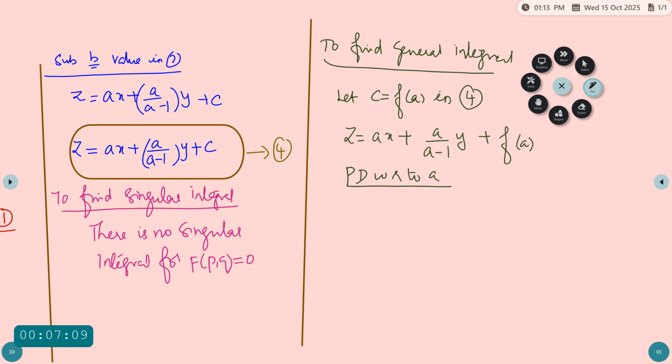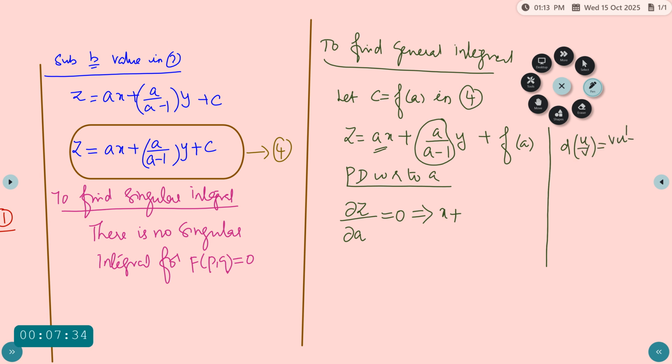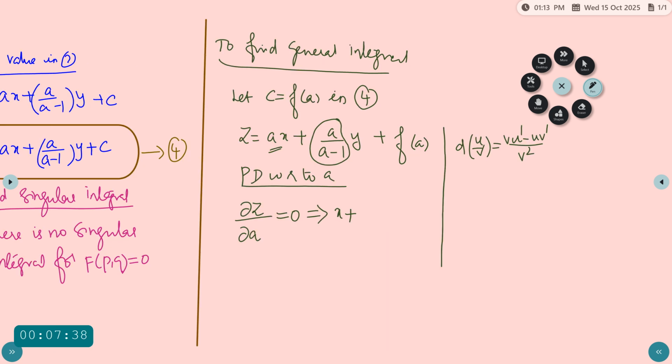We can get del z by del a, and equating to 0. Partial differentiation of ax with respect to a gives x. The remaining term has a numerator and a denominator, so we use the formula we know very well: d of u by v equal to (v u dash minus u v dash) divided by v square. This is our differentiation formula.